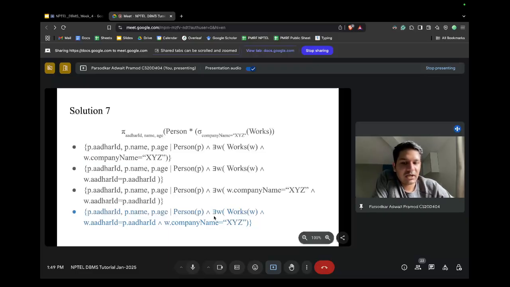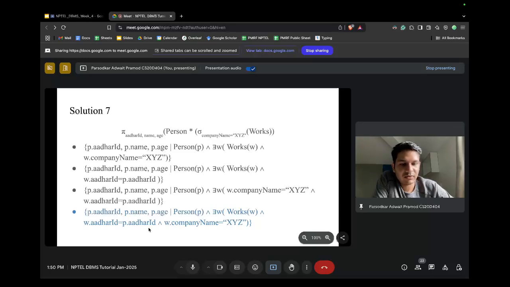Now, what is the other condition that we want? We want that person should be joined with a subtable of works where company name is XYZ, right? Because you use a select condition based on company name being XYZ on the works table. So I have there exists W, where W is a row in works, and W dot company name is equal to XYZ. Okay, so this is what gives you the inner table. And to join the two tables, you have that the common attribute W dot Aadhaar ID should be P dot Aadhaar ID. That is the join condition. So therefore option D is correct. Is this understood?